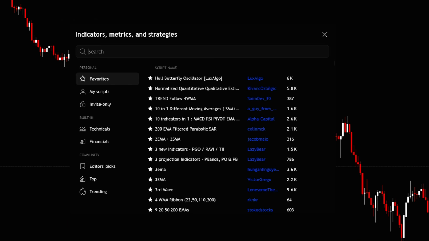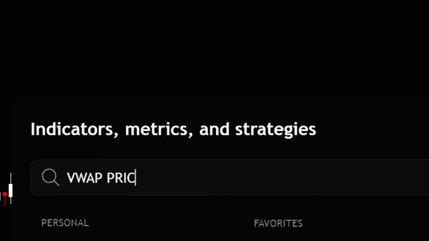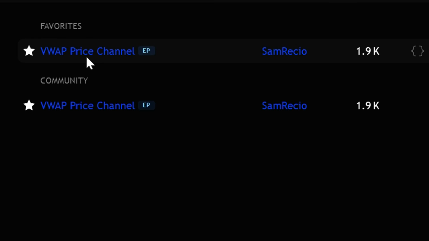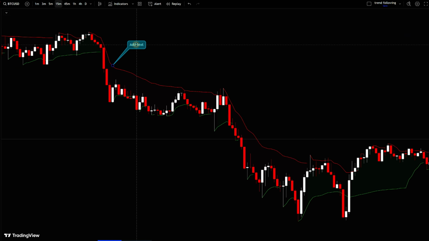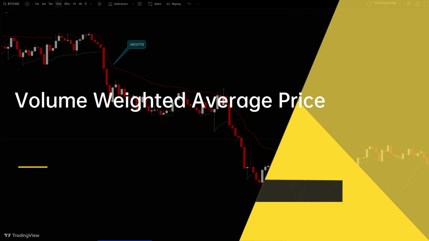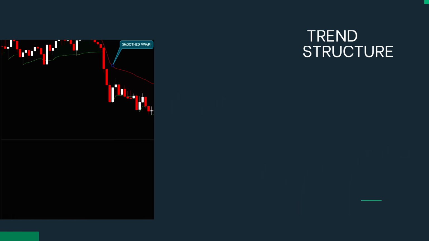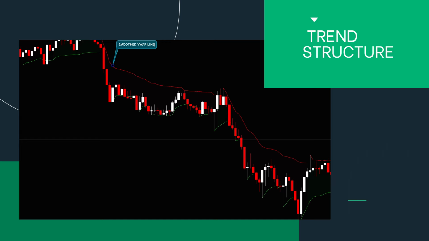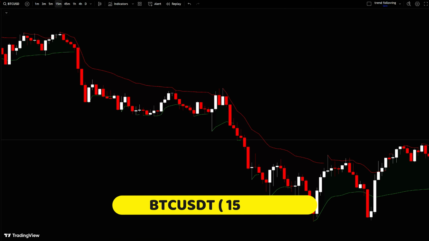Next, click on indicators and in the search bar type VWAP price channel and click it in the results to add it to the chart. Immediately you'll see the VWAP line appear with a high and low band, and this is the foundation of understanding trend structure. Take a look at this historical Bitcoin chart on the 15-minute time frame.